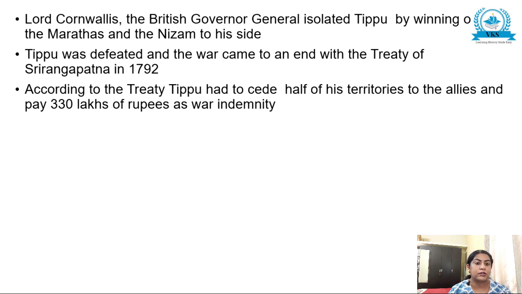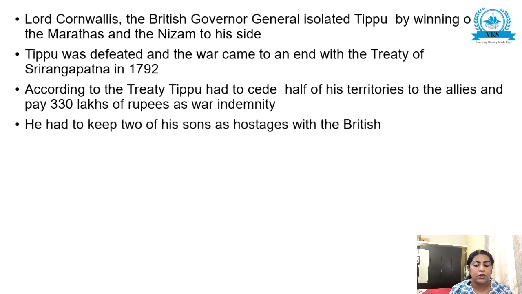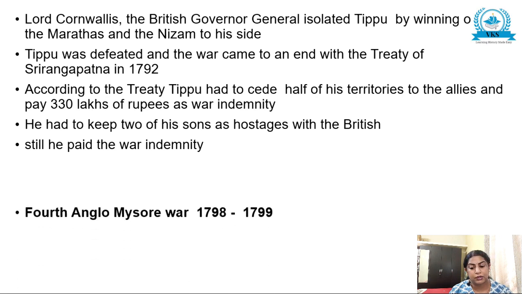According to this treaty, that is, according to the Treaty of Srirangapatna, Tipu had to cede half of his territories to the Allies and had to pay 330 lakhs of rupees as war indemnity. He had to keep his two sons as hostages with the British until he paid the war indemnity.